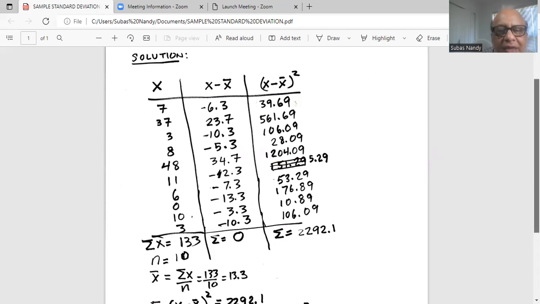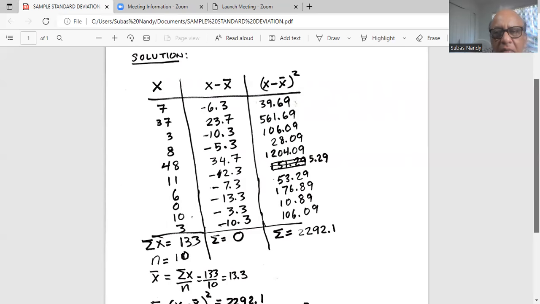Then in the third column, the heading is X minus X bar square. That means it's the square of the deviations of each number from the mean. Okay, so for example, I take minus 6.3, enter that in the calculator, minus is next to enter, and then 6.3, and then press the X square, which is a key in the first left column of the calculator TI-84. So I press the X square and hit enter, and the answer is 39.69. That is the square of the deviation of the first number 7 from the mean. I repeat the same calculations for the other numbers in the data set.